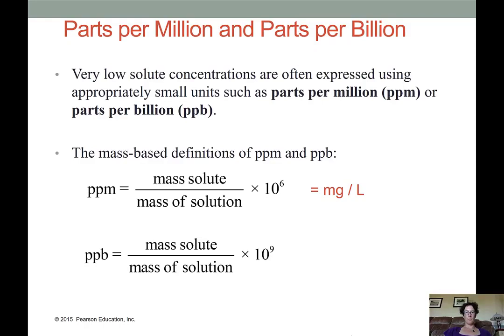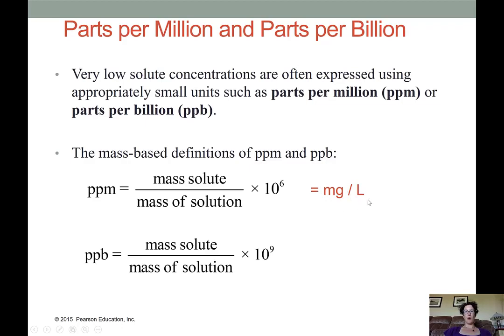One handy thing to remember is that if we consider the density of water once again, remember that I said 1 gram of water has a volume of approximately 1 milliliter. Therefore, if we have 1 milligram of solute, that would be 1/1000th of a gram, or 1/1000th of a milliliter of water in terms of mass.